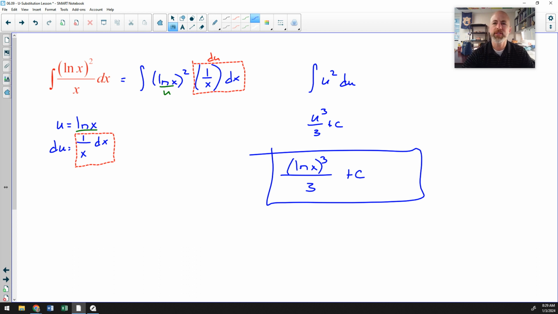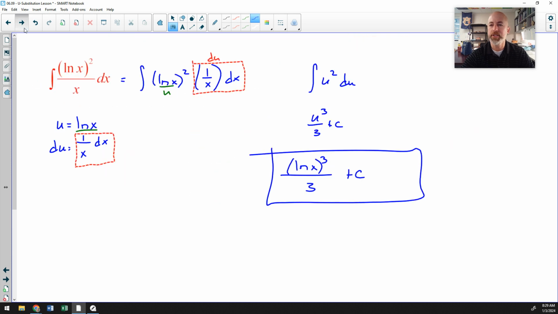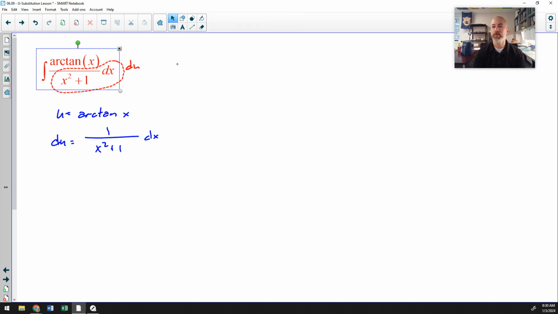I think that was the first example on that previous page, wasn't it? Going back ever so slowly. Yeah. And then the last one I'll look at is the inverse tangent example. So we're going to look at this one. And this is going to behave almost identically to that previous example with the natural log of x. We will let u equal the inverse tangent, or the arctan of x. The derivative of arctan x is 1 over x squared plus 1 dx. And so that x squared plus 1 in the denominator is completing that du. So I'm going to grab all of that, the x squared plus 1 in the denominator and the dx. That is my du.